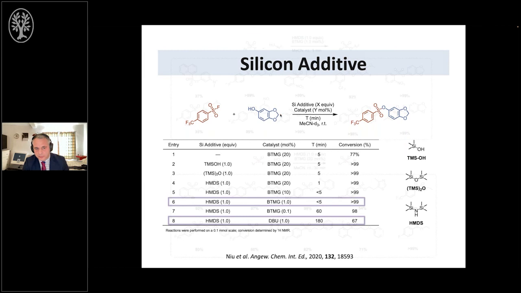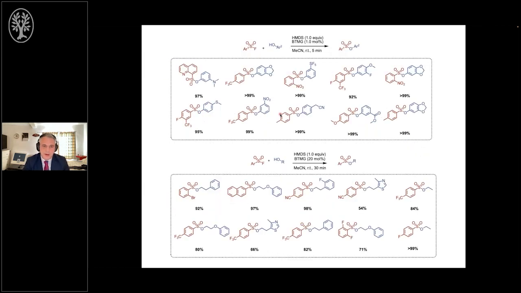But it doesn't just stop with simple aryl ethers, phenolic groups. We can actually do this chemistry now with alkyl alcohols, which is notoriously difficult with sulfonyl fluoride. It's very, very slow. So we do have to bump up the catalyst loading, but these reactions go incredibly well.